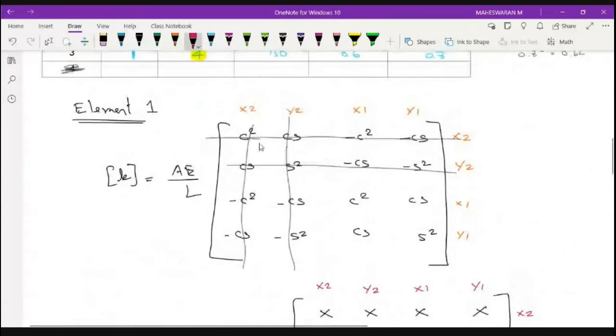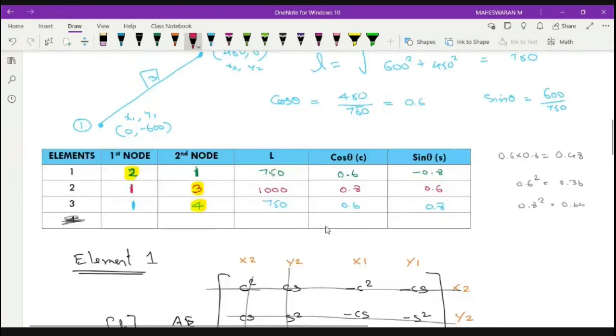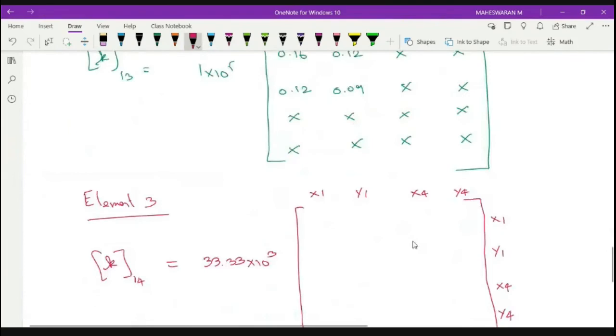It is c square, cs, minus c square, cs. So this term, which is what we are getting for x4, y4, this entire term gets cancelled. Which means I will get only this term: c square, cs, cs, s square. What is my c? c is 0.6, s is 0.8. So when you substitute it here, what will we get?